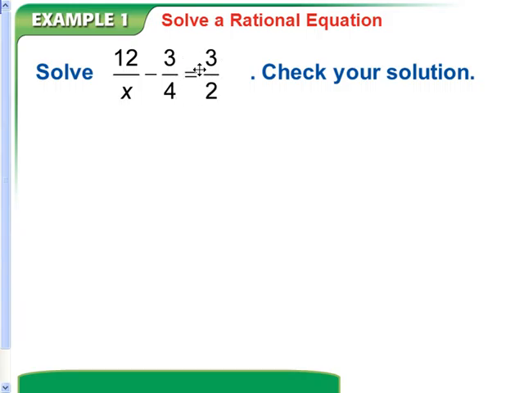The first step is to find the least common denominator. We did this before when we were adding and subtracting fractions. The least common denominator in this problem is going to be 4x. But we're going to use it a little bit differently this time. What we're going to do is multiply both sides of the equation by the least common denominator.